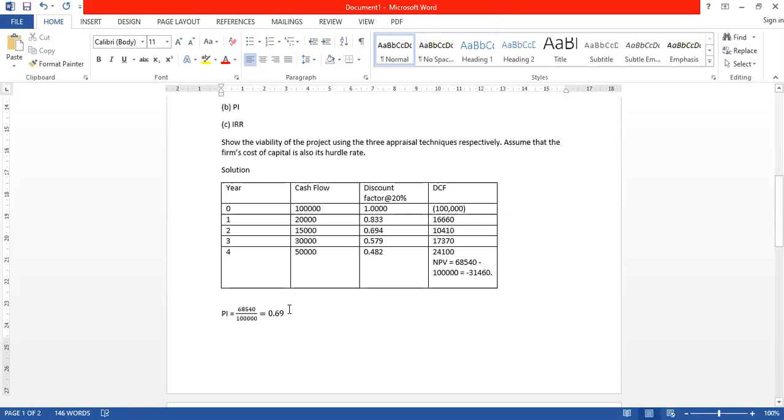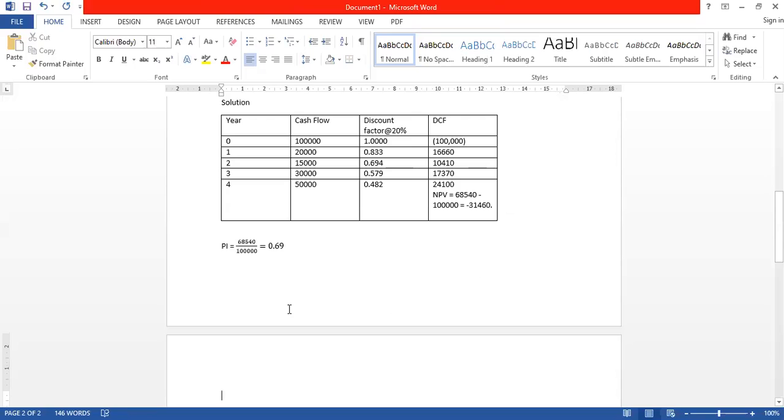Okay. Now, let me give you a little key to dealing with IRR. Make sure that of the two NPVs you're going to get before you interpolate, one is negative and the other one is positive. If you have a negative NPV, bring down the discount factor. The lower the discount factor, the higher the NPV. The higher the discount factor, the lower the NPV.